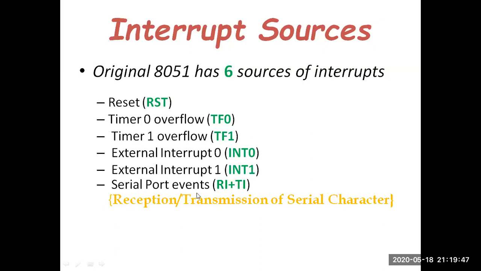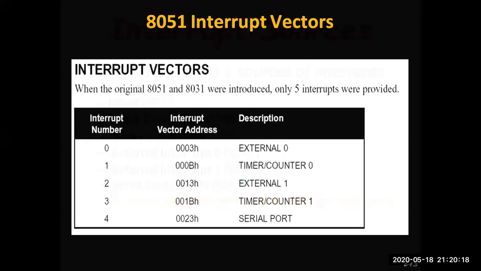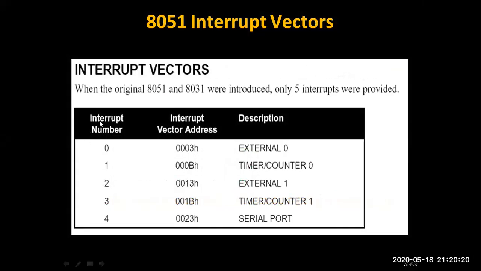And the serial port interrupt we have seen in serial transmission and reception. After transmitting 8 bits of data, it will raise an interrupt, that is the TI flag. The TI flag becomes 1. After receiving 8 bits of data, the RI bit becomes 1. So that means reception and transmission of a serial character. This is only one serial port event, but you have both RI and TI.